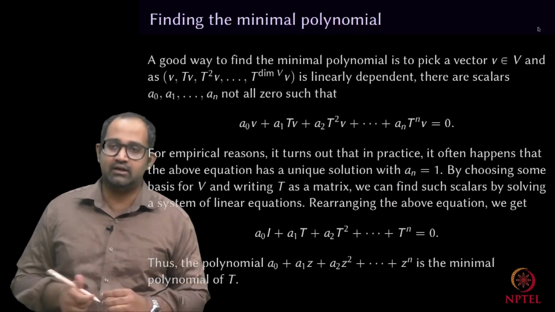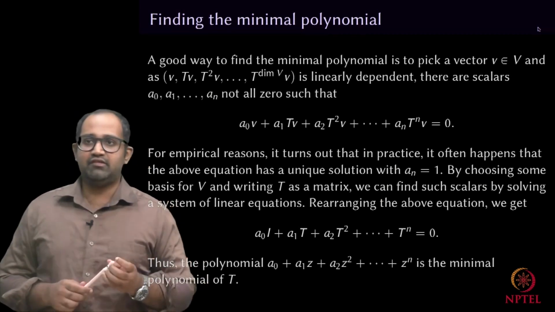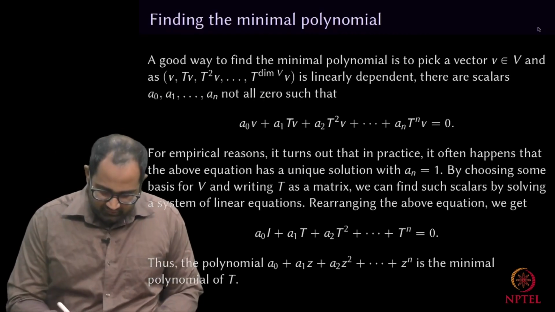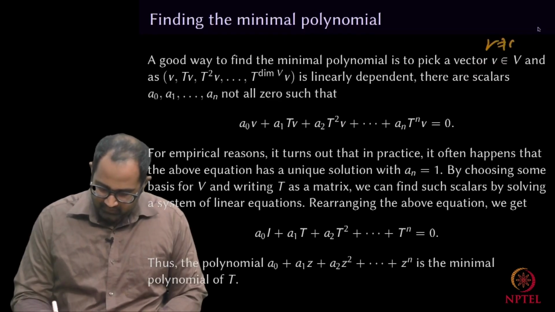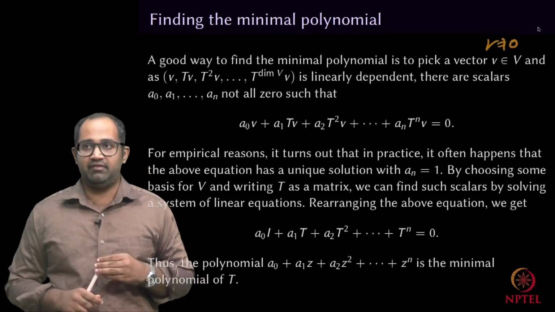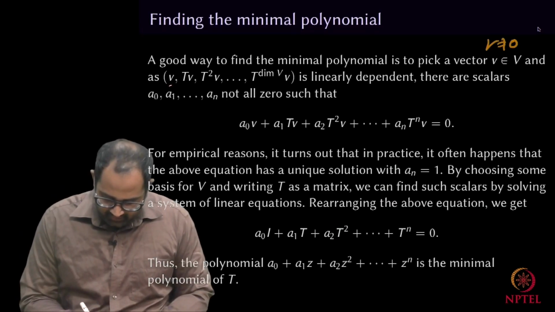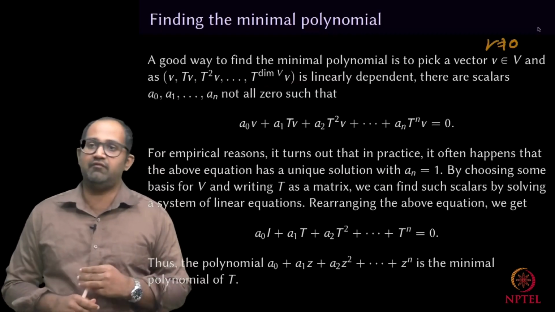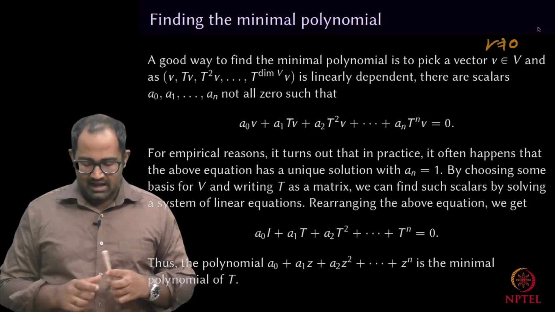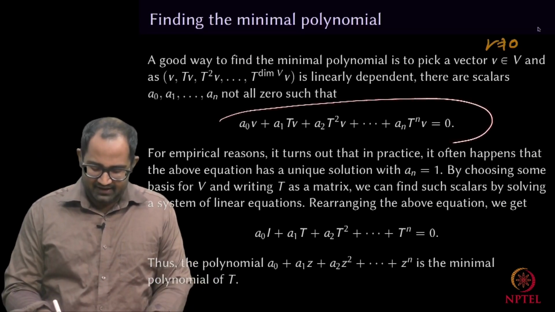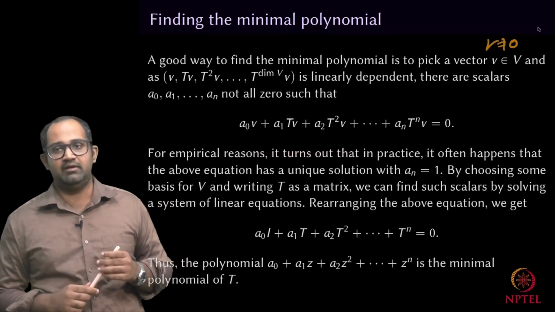So here is a practical algorithm for finding the minimal polynomial. We just follow the proof. What you do is you pick a vector v. Of course, v should not be 0. Pick a vector v not equal to 0 and look at v, Tv, T²v, ..., T^n v, where n is the dimension of V. Okay, this is linearly dependent, and there exist non-zero scalars such that a0 v + a1 Tv + ... + an T^n v equals 0.